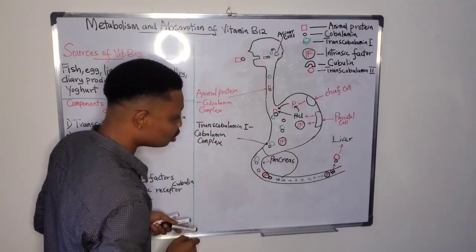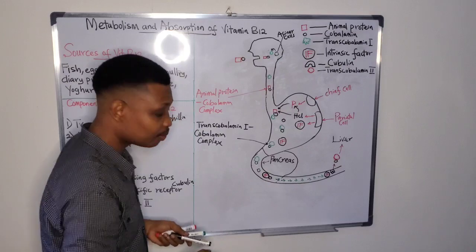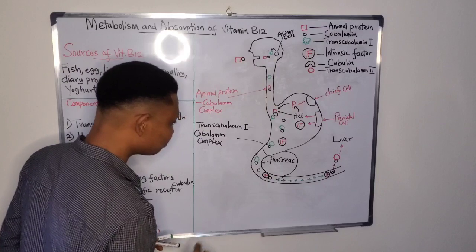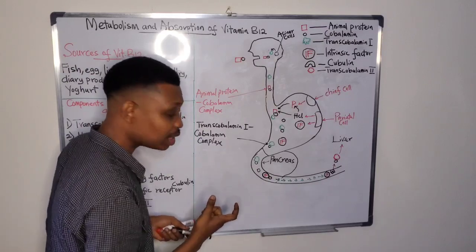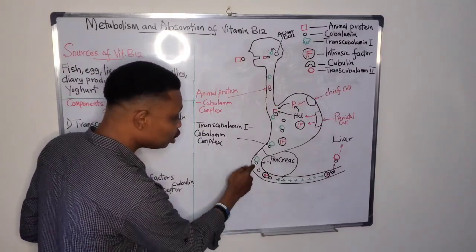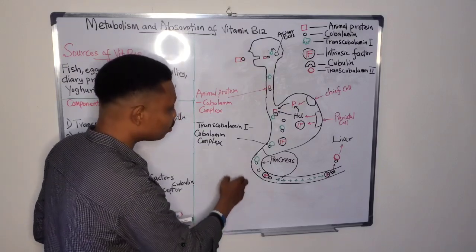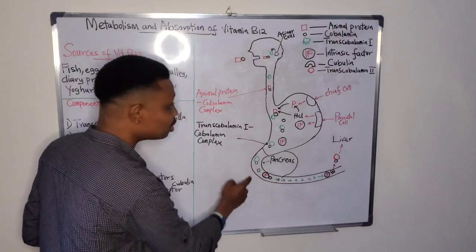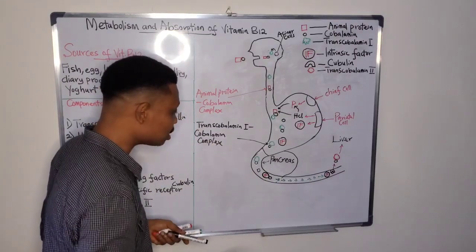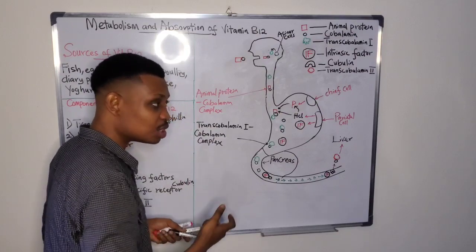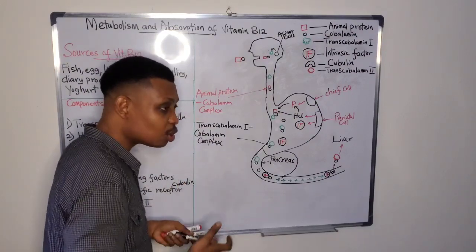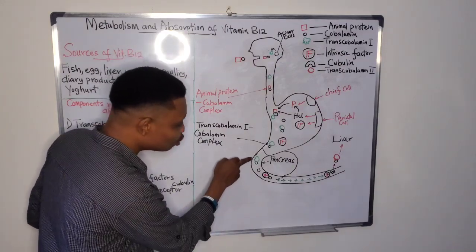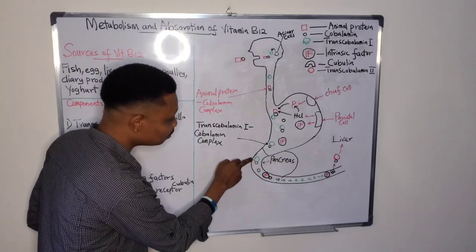Now, on entering into the duodenum, this is the pancreas. The acinar cells of the pancreas will also secrete trypsinogen into the duodenum. Now, trypsinogen is the inactivated form. So, inside the duodenum, there are enzymes called enteropeptidases that will act on the trypsinogen and convert it to trypsin, which will become the active form. Now, the active form, which is trypsin, will now hydrolyze this transcobalamin 1.